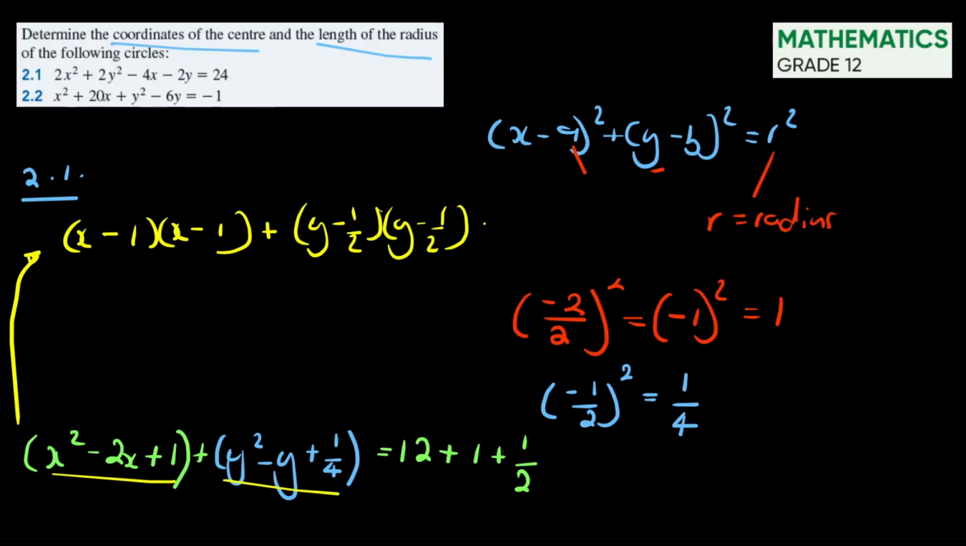Which will be equal to, if we add all the values up, 12 plus 1 plus 1 over 4. It shouldn't be 1 over 2, it should be 1 over 4.